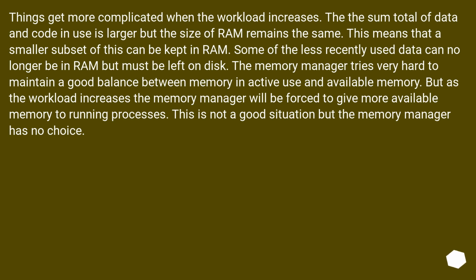Things get more complicated when the workload increases. The sum total of data and code in use is larger, but the size of RAM remains the same. This means that a smaller subset of this can be kept in RAM. Some of the less recently used data can no longer be in RAM, but must be left on disk. The memory manager tries very hard to maintain a good balance between memory in active use and available memory. But as the workload increases, the memory manager will be forced to give more available memory to running processes. This is not a good situation, but the memory manager has no choice.